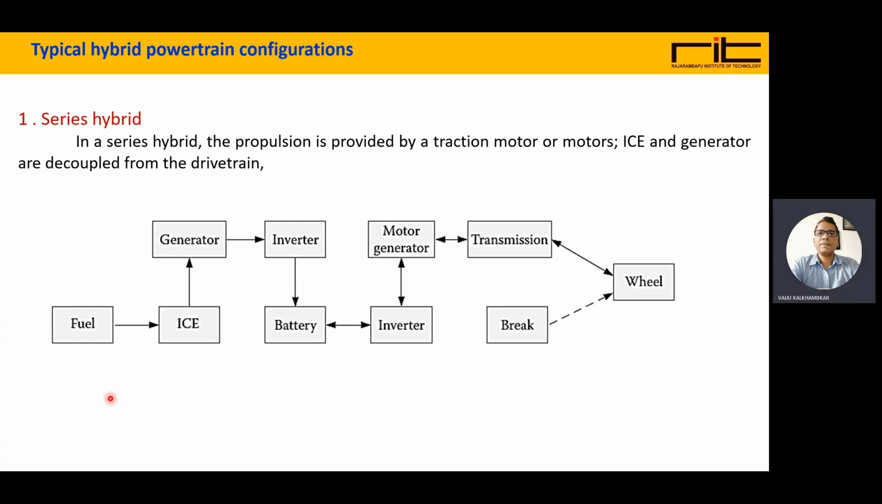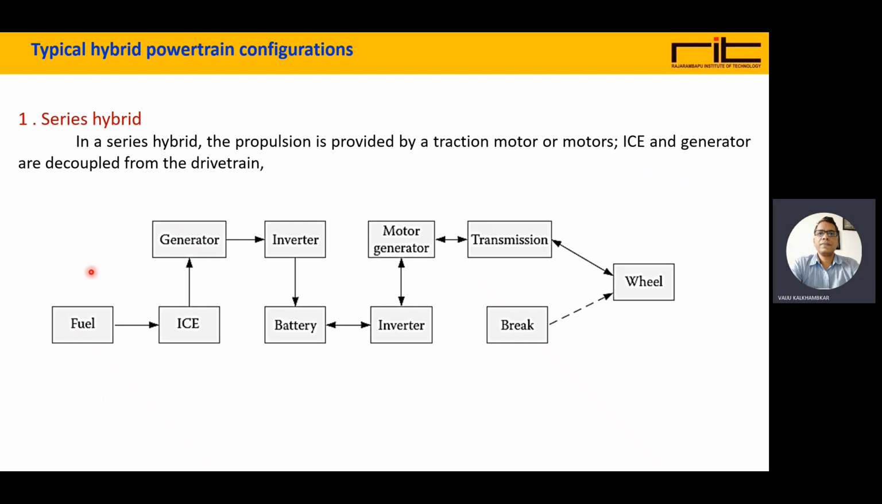Here, we will discuss typical hybrid powertrain configurations. The hybrid vehicle can have a series hybrid configuration. The configuration is mainly based on how the IC engine is providing the driving torque, or how the motor is providing the driving torque. Whether these both are operating in support of each other at a time, or they are working separately, that will decide the series hybrid, parallel hybrid, and power split hybrid or series parallel hybrid.